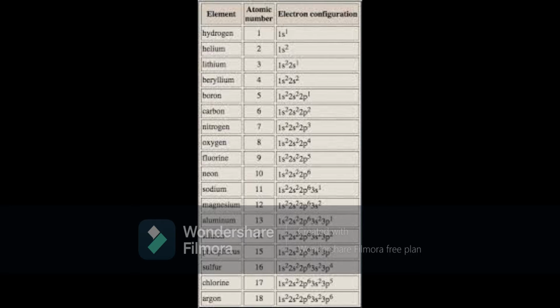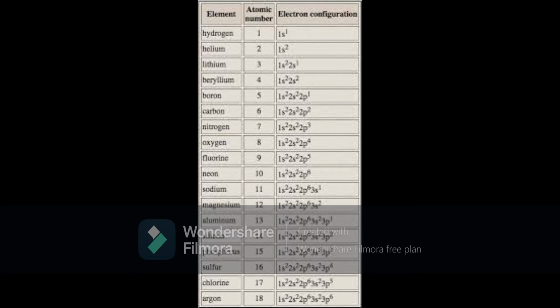Magnesium, its electronic configuration is 1s2 2s2 2p6 3s2, its atomic number is 12. Aluminium, its atomic number is 13, its electronic configuration is 1s2 2s2 2p6 3s2 3p1. Silicon, its atomic number is 14, its electronic configuration is 1s2 2s2 2p6 3s2 3p2.